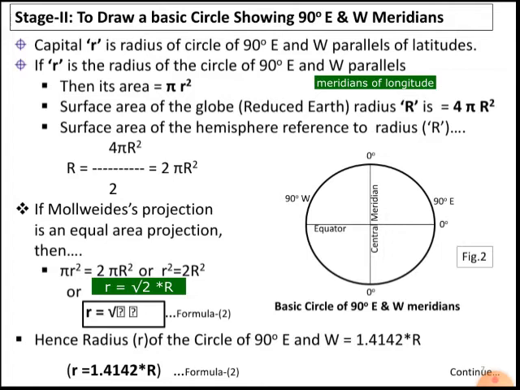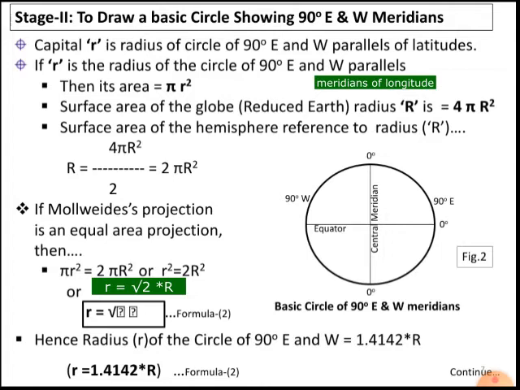To find this, the equation you have to develop goes like this: the area of this circle would be pi r square. Okay, so if the area of this circle is pi r square, then the surface area of the globe, which is reduced, whose radius is R, is equal to 4 pi R square. So the surface area of the hemisphere with reference to the radius R is equal to 4 pi R square divided by 2, which is equal to 2 pi R square.